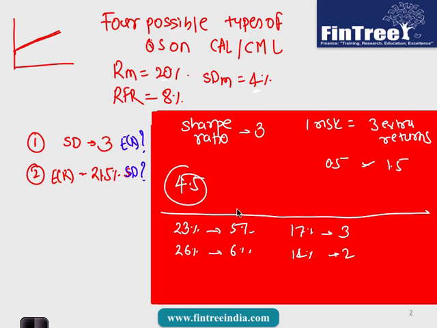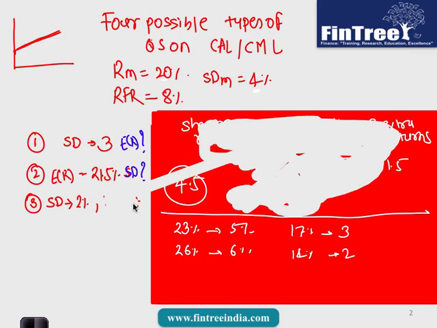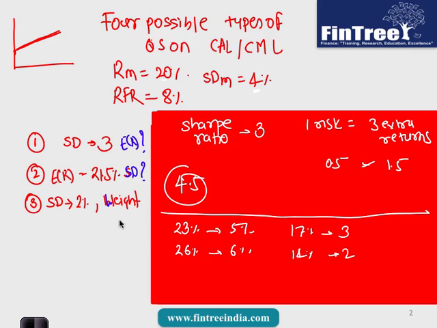Third type of question. Now they will say a client is willing to take standard deviation of 2%. What should be the portfolio allocation? That means what should be the weights? This is a third category of question. So how will we solve this?